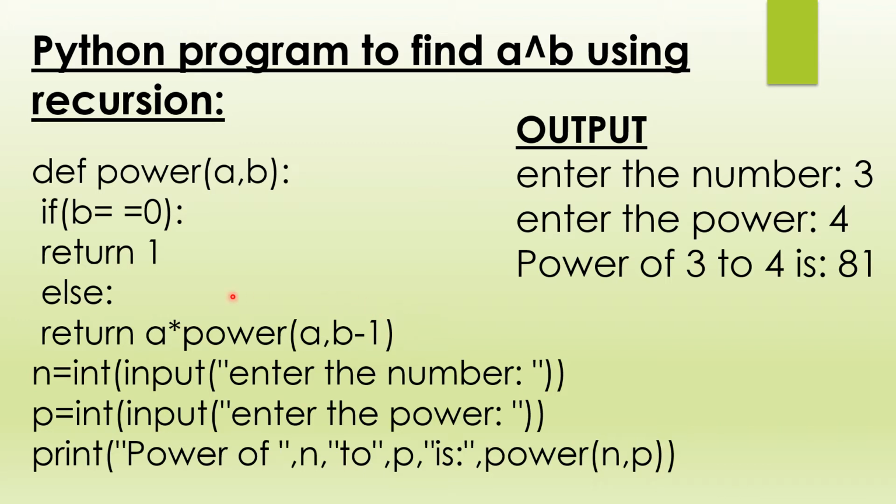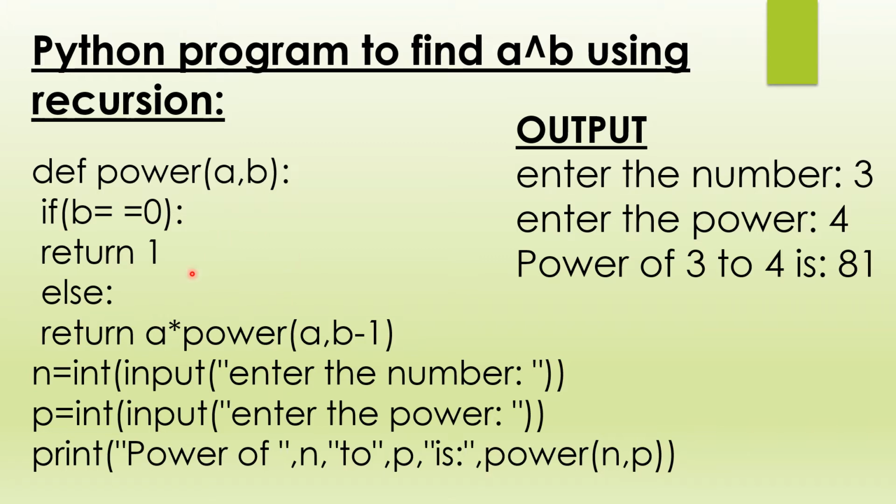So here we are indirectly calling the function. Here we are reducing the value of the power by one. Since we are reducing this value by one, we are multiplying the a value here. If the power is a to the power b, then a to the power b is what it will return. So here a is multiplied with a to the power b minus 1.